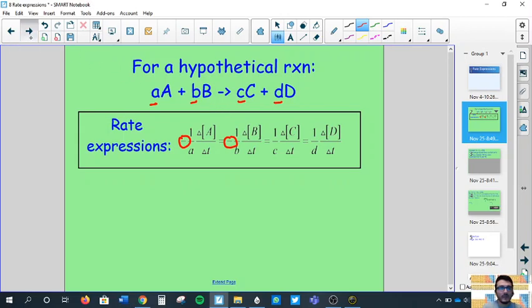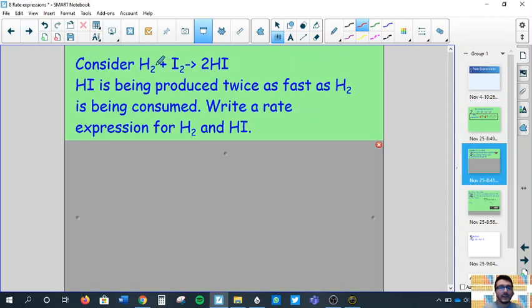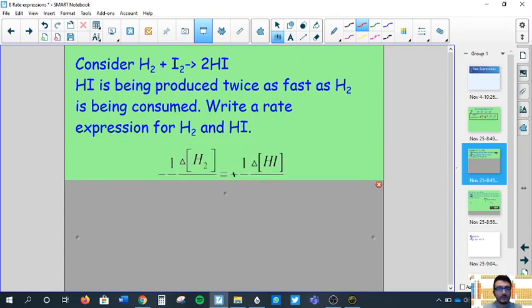Okay, let's get into an example. In this reaction, we have hydrogen and iodine gas reacting to produce hydrogen iodide. Now, this is balanced, and our mole ratios are 1 to 1 to 2. So we can say that hydrogen iodide is being produced twice as fast as hydrogen or even iodine is being consumed. So we can write a rate expression that will compare hydrogen and hydrogen iodide, reactant and product. They will look like this.